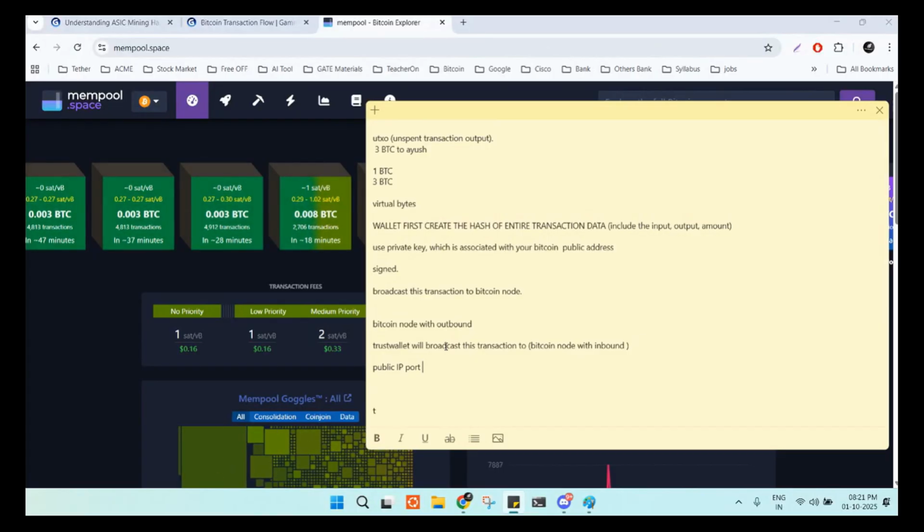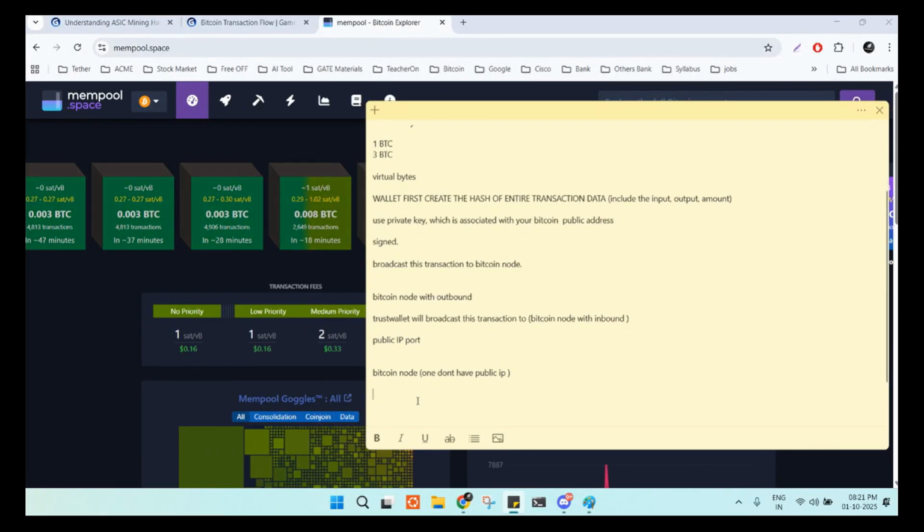Okay, so there are two types of Bitcoin nodes: one that doesn't have a public IP, and Bitcoin nodes which have a public IP. Trust Wallet can communicate only with those nodes which have a public IP and have already enabled port forwarding.